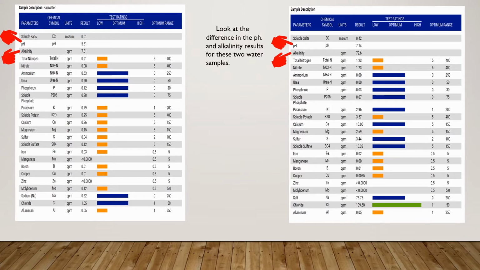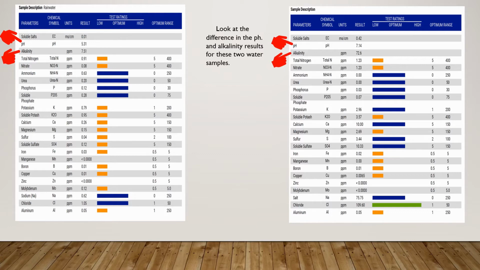On the left, the rainwater sample, we have a pH of 5.31. We know that this is quite acidic. On the right, from the well water, we have a pH level of 7.14, which is actually quite alkaline, and we would like something in between.